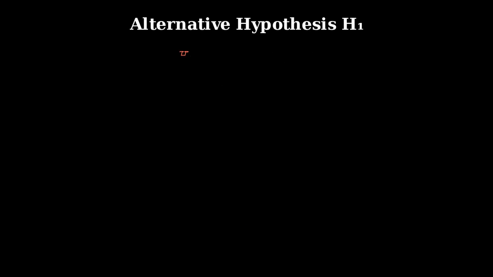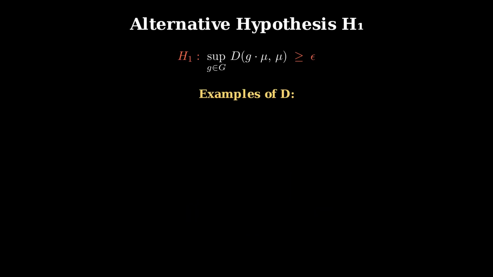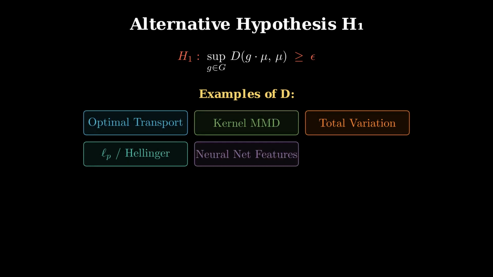Under the alternative hypothesis H1, mu is not invariant. There exists some g in G such that the divergence d between g.mu and mu is at least epsilon. Here d is a probability pseudometric satisfying the triangle inequality. Examples include optimal transport, kernel MMD, total variation, LP distance, Hellinger, and neural network features. We assume d is itself invariant under group actions.